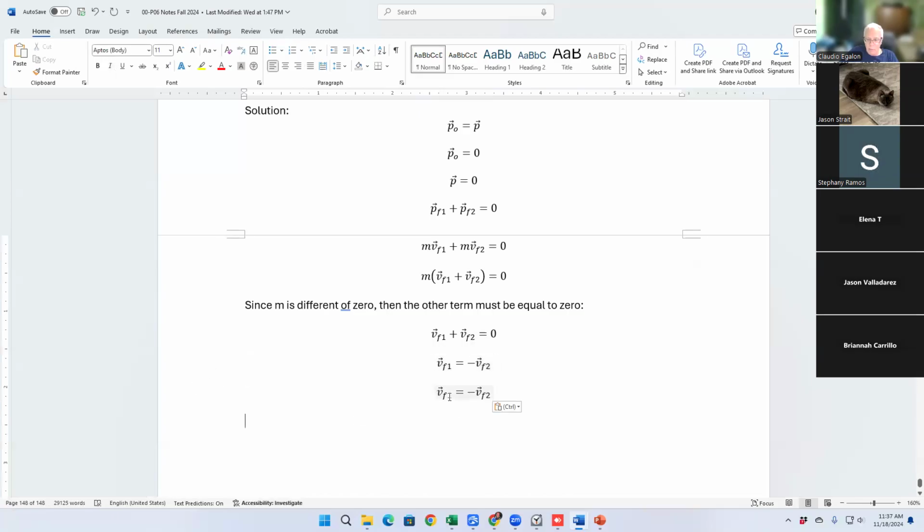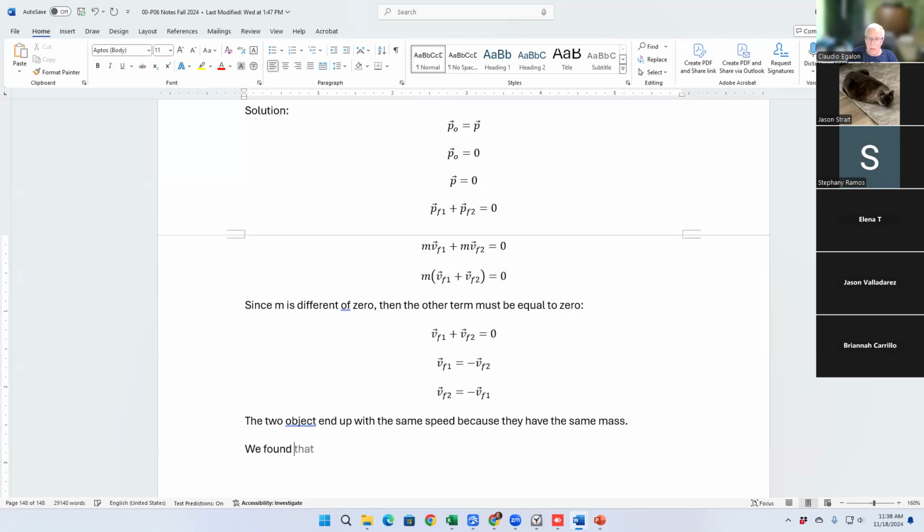If V final of 1 is equal to minus V final of 2, then V final of 2 is equal to minus V final of 1. They have the same speed, okay? The two masses have the same speed because the two objects end up with the same speed because they have the same mass. Okay, that's what we find out.